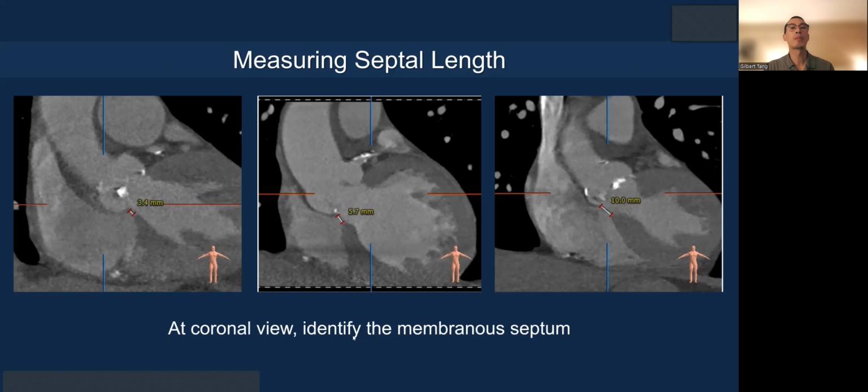So how we measure septal length can be estimated as follows. There are many ways to do this. What we do is, using the coronal view, you go at the base of the aortic valve cusp to where the membranous septum is, and then this is where the myocardial origin is. You can see that here and here. And this is the quickest way to estimate the membranous septal length.